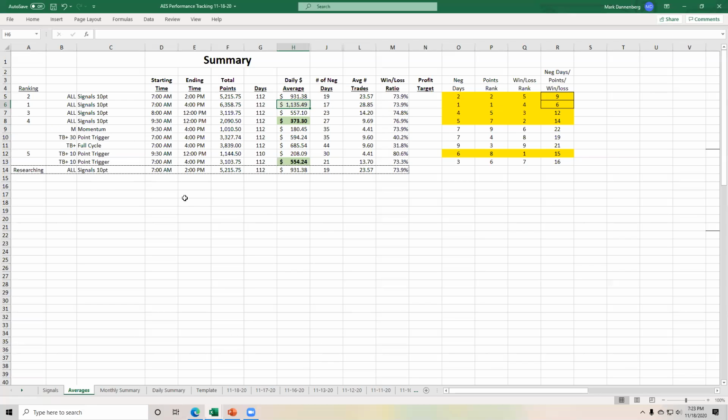We can't guarantee going forward that that's going to produce the same result, but we can tell you based on 112 days of trading day history what you could reasonably expect, and we can tell you how many negative days or losing days you could reasonably expect in those categories, how many trades you could anticipate taking each day, and what our average win-loss ratio has been during that period of time.